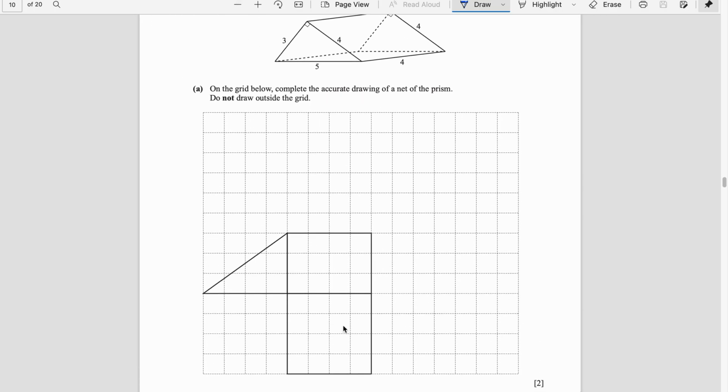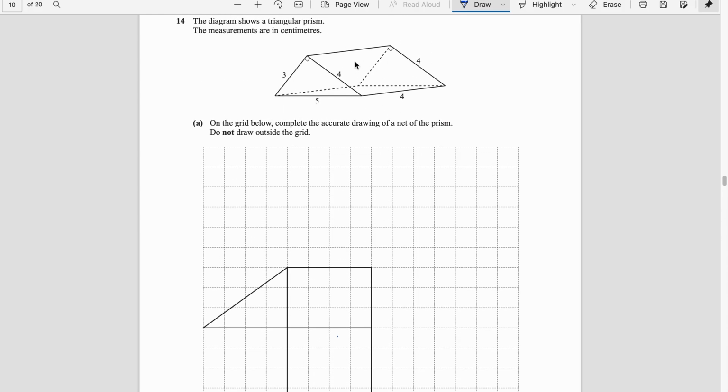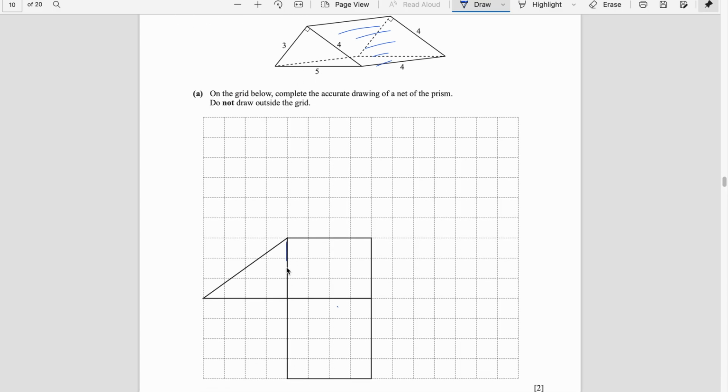Okay, now I can see that this is 4 by 4. So clearly 4 by 4 is this side on the right. And then this is 3 and 4. So my triangle of 3 and 4. So the triangle at the back must also correspond to the given shape.